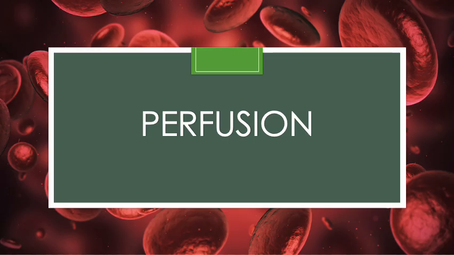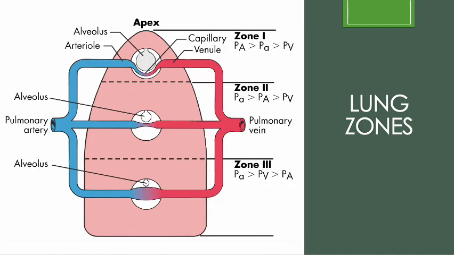So next, moving on to perfusion. Starting with lung zones, which are traditionally referenced as the West zones of the lung. So looking at the image here, you see the apex of the lung is at the top, and then the base of the lung is listed at the bottom. On the left is the pulmonary artery, on the right is the pulmonary vein.